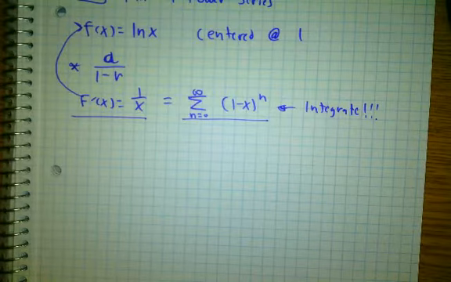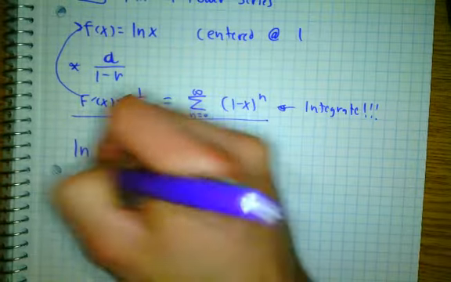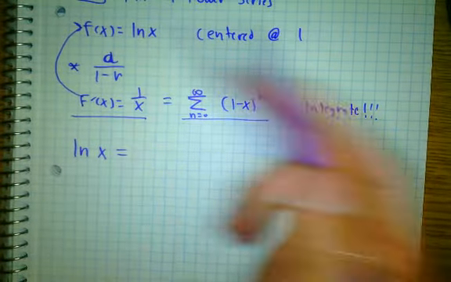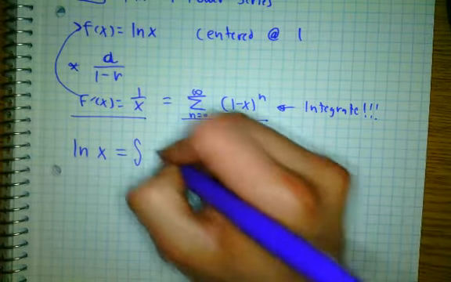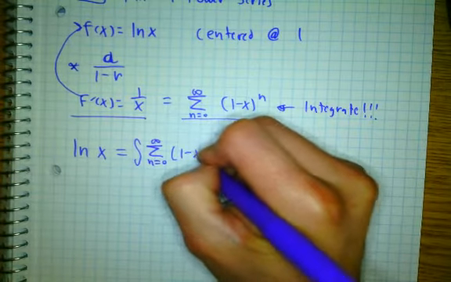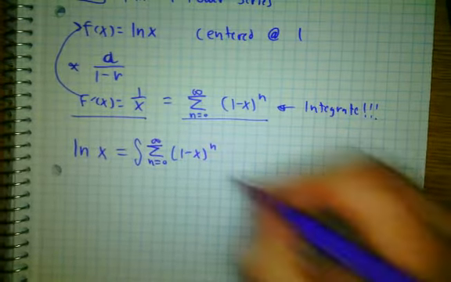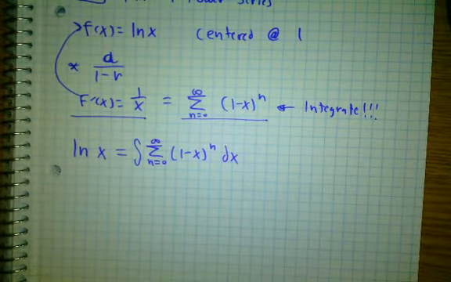Okay. So here we go. We know that ln of x, that's what I'm trying to figure out, has to be equal to the integral of this series. You with me? Anytime you integrate, do not forget your dx. Alright? You're with me? Now, pause with me because I need to make sure that you understand.